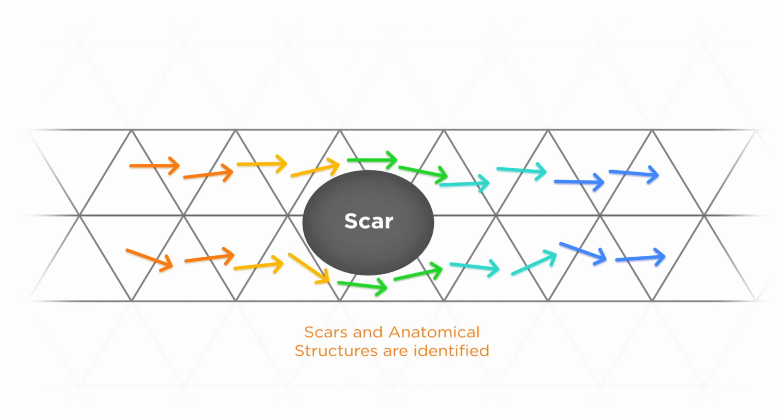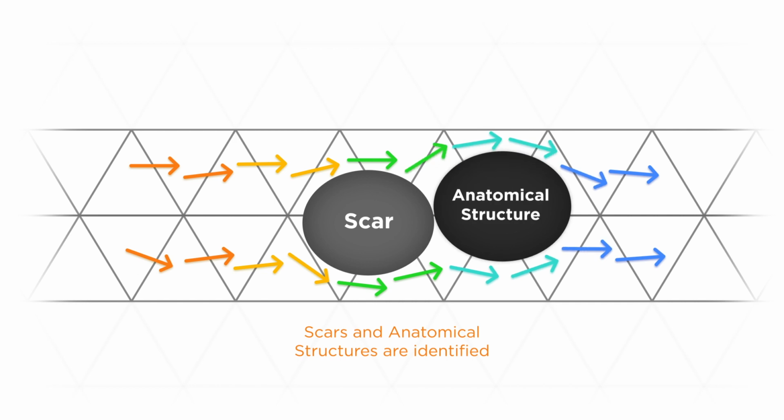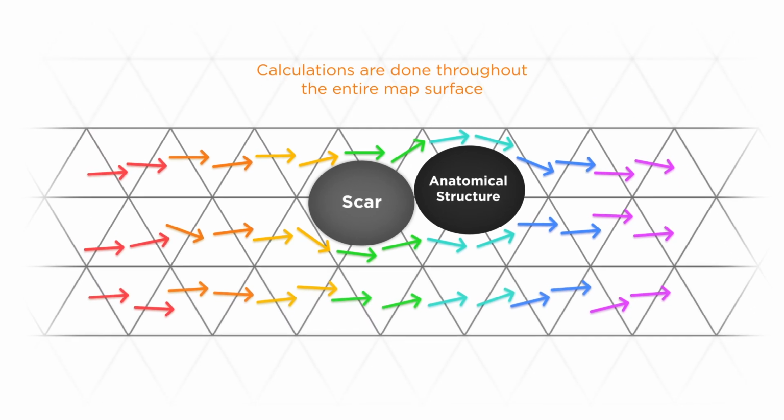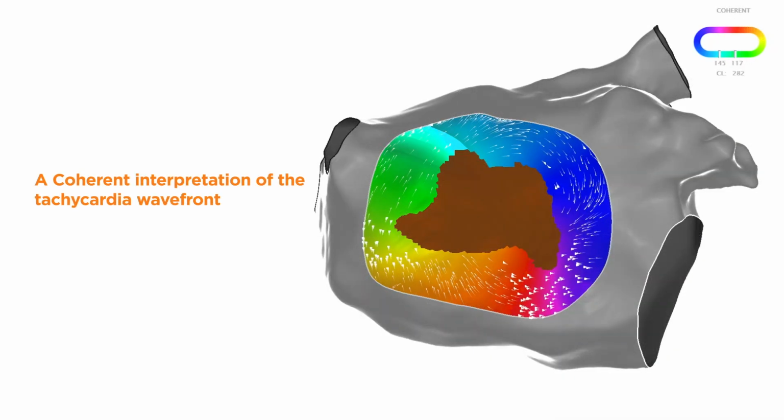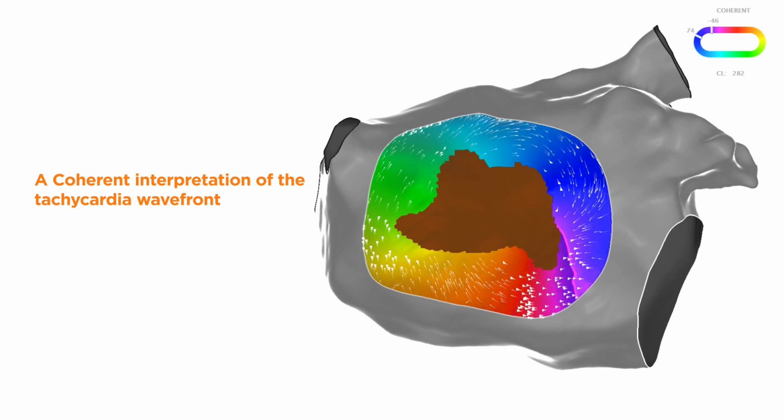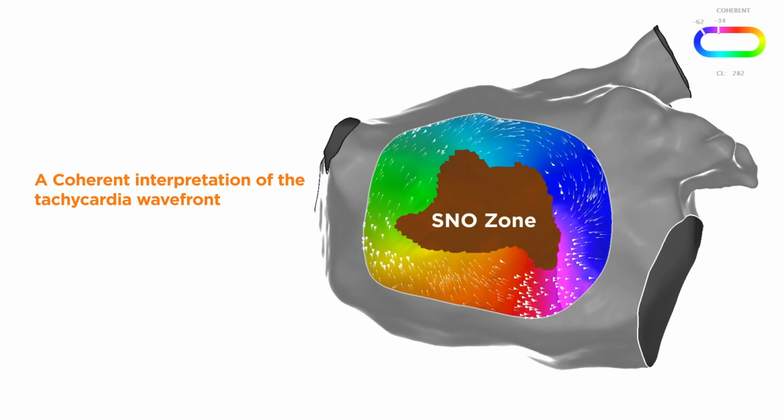Coherent then uses user-defined scar tags and anatomical structures to identify areas of non-conductivity. In addition, double potential tags, conduction velocity slower than 10 centimeters per second, and vector collision are used to calculate areas of slow or no conduction, or snow zones.